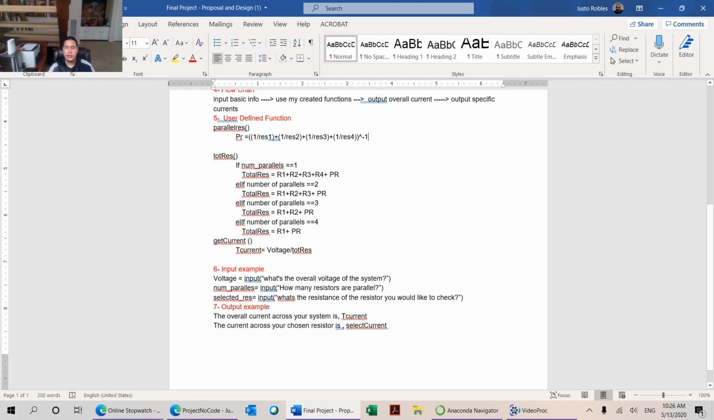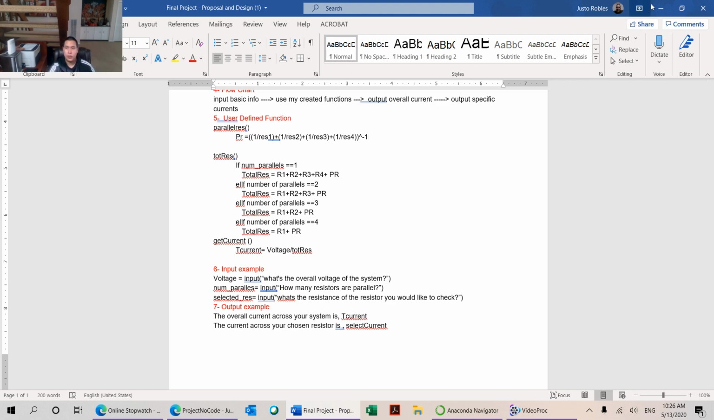What's the overall voltage of the system? So just questions that I'm going to have to get my actual information, and then the output is going to be something like the overall current across your system. This is going to be everything in amps, ohms, and voltage, or standard units. All right, so let's get started.